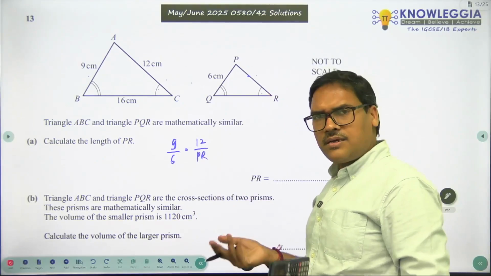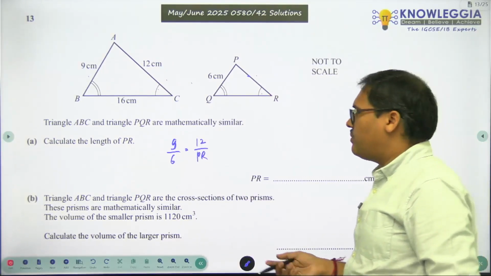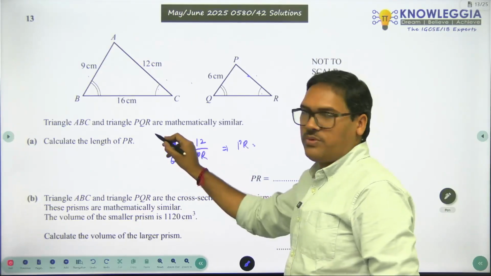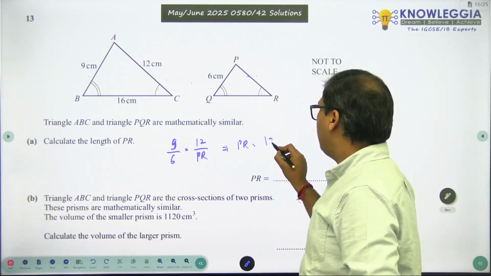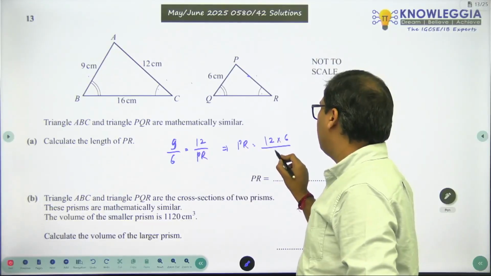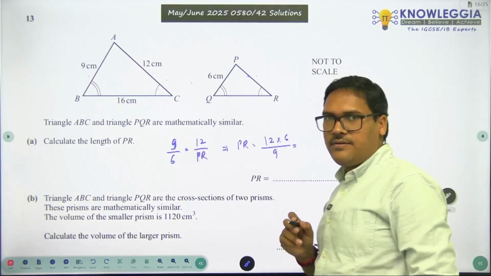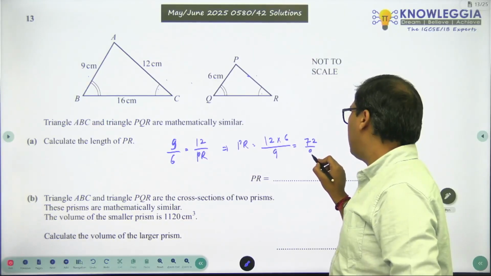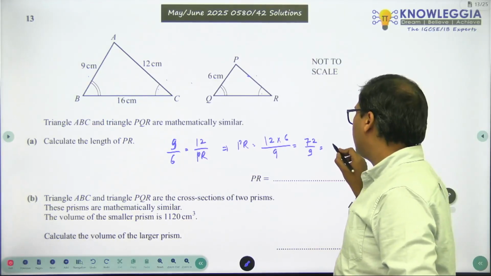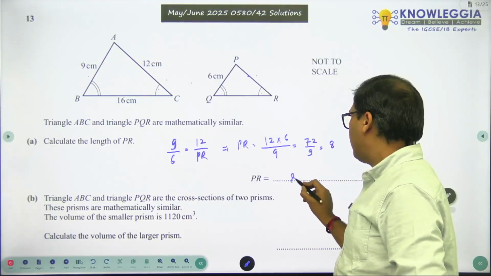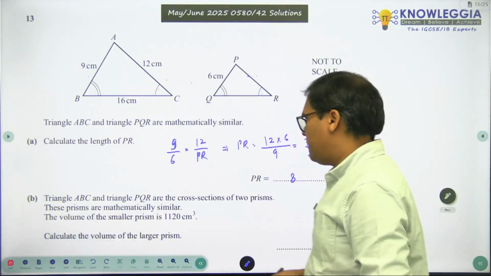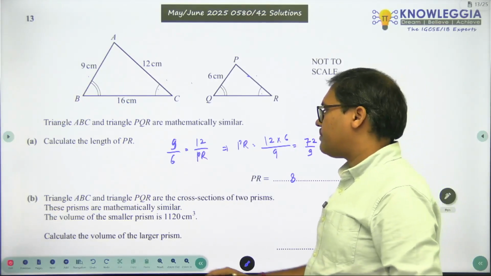I hope this is clear. Corresponding sides are in proportion, similarity property. So what is PR? PR is equal to, just cross multiply here, 12 into 6 divided by 9. So 72 by 9, which is 8. So what is the answer? PR is equal to 8 centimeter. Correct answer. Okay. Now the next one.